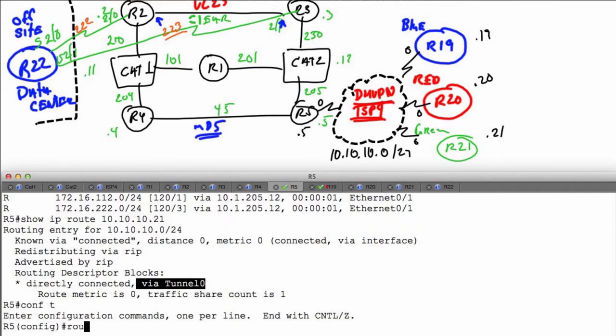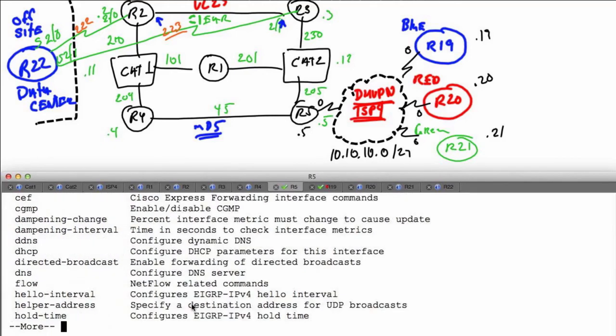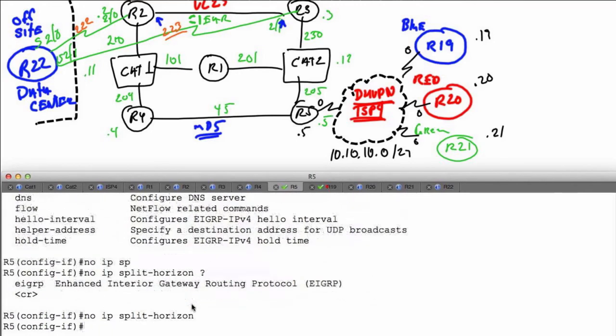Now, let's take a look at this. Config T, interface tunnel 0. No IP split horizon, and let's see if that makes a change. So do clear IP route star.